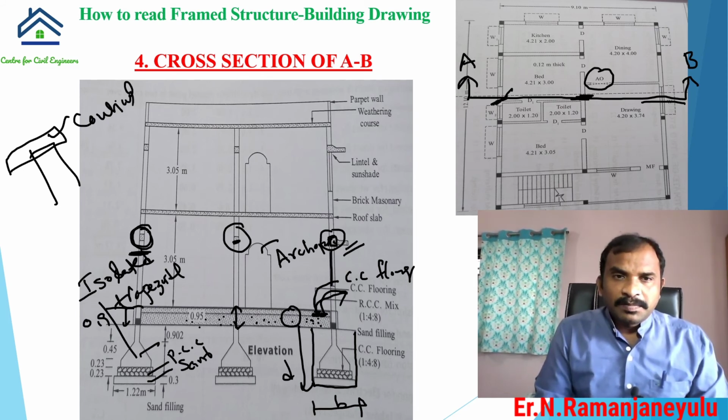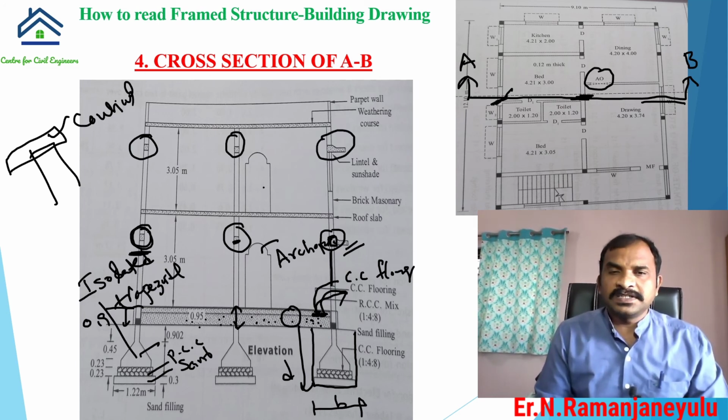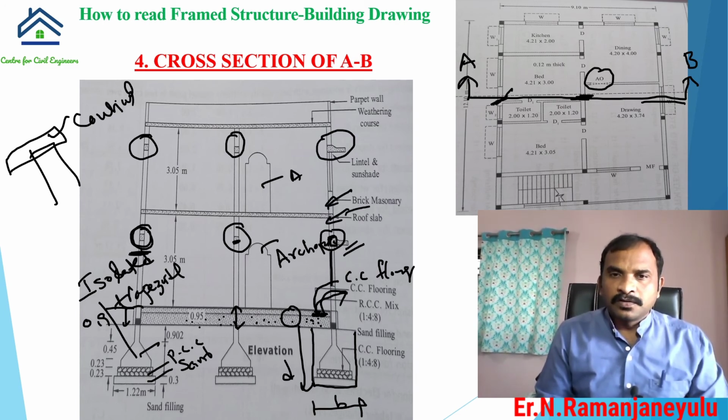Likewise, here we will be able to see this is a lintel and this is also a lintel. This is also a lintel with sunshade. Okay, this is arch opening again. This is the brick masonry and this is the roof slab. Roof slab is generally 4 to 5 inches thick, and this is a lintel cum sunshade. This is a weathering course.